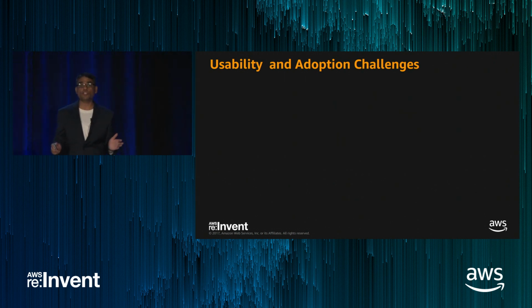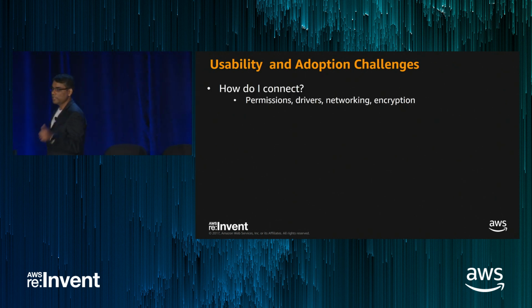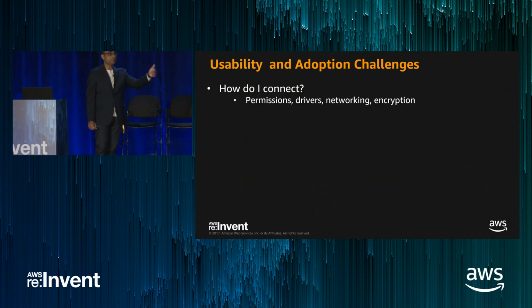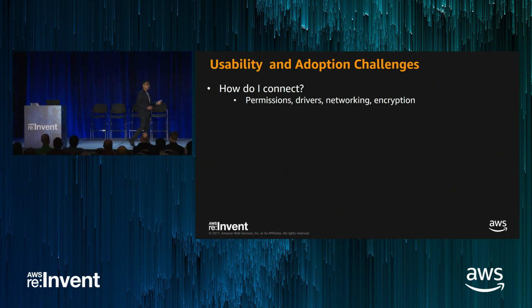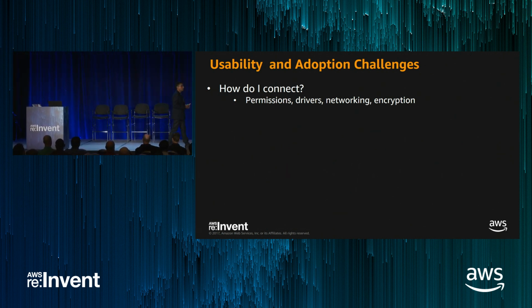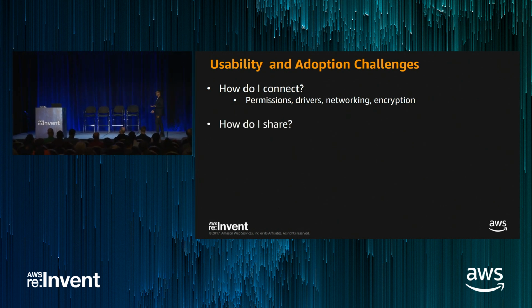And now I want to make sure that we all in this room understand what we mean by usability and adoption. First of all, you gave me a system, an infrastructure, where I can connect. So that's good, okay? What are my permissions? What are the drivers I'm supposed to be using? What am I networking? How am I encrypting this data? The second is, how do I share?